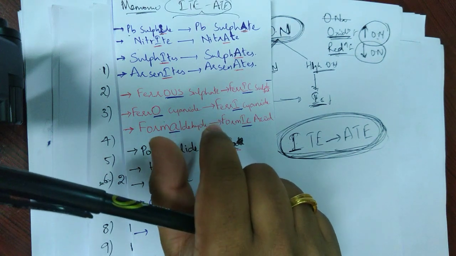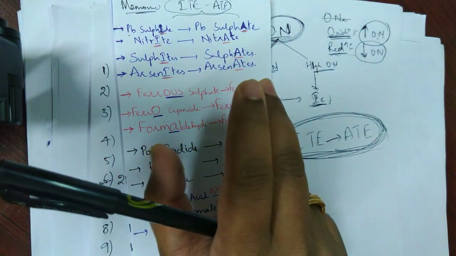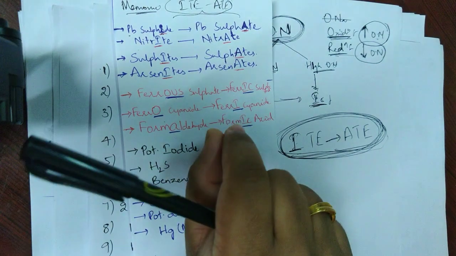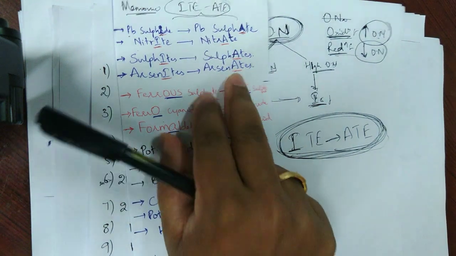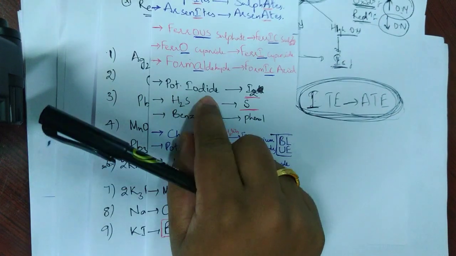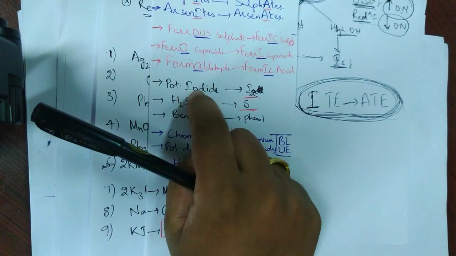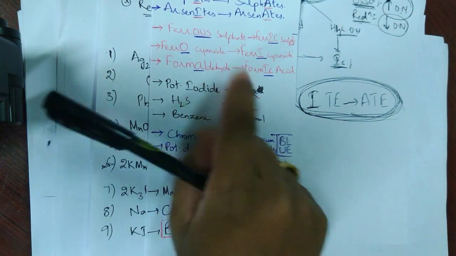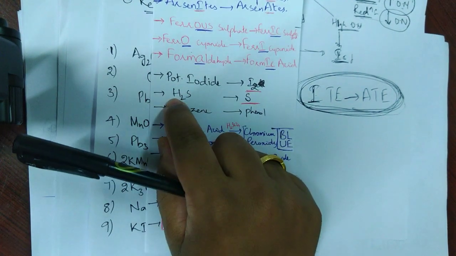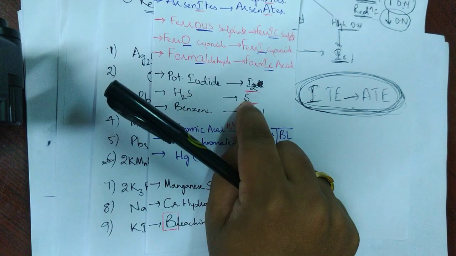Elemental reactions will always give the element out. In elemental form, the central atom comes out. Okay, central atom comes out as what? Element. For example, potassium iodide, which is a central atom here. Most electronegative element will be the central atom. So potassium iodide, iodine comes out, I2. Hydrogen sulfide, sulfur comes out as S.